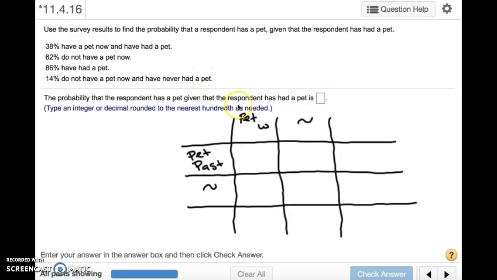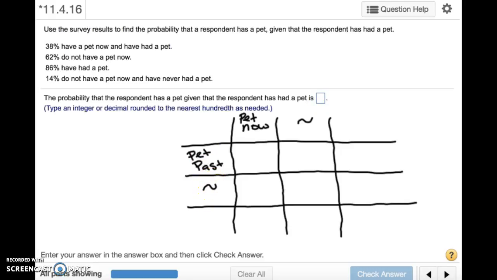Right, so I set up this table. These are the people that have a pet now. I had written "now" down there. These are the people that do not. These are the people that have had a pet in the past. These are the people that have not.